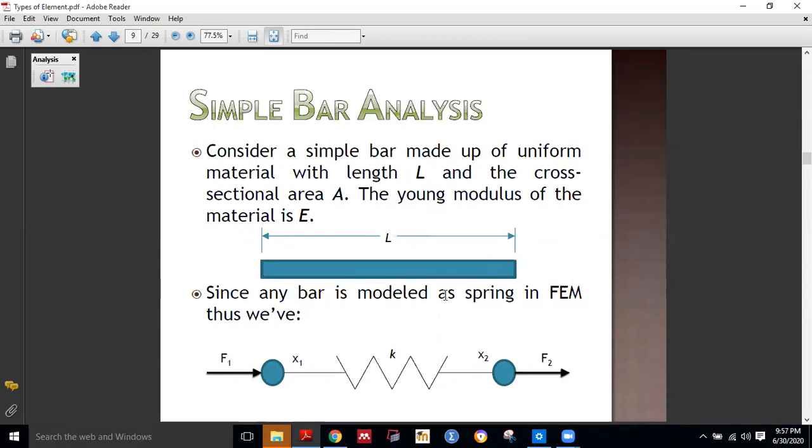Since any bar is modeled as a spring in FEA, we have F1, that is force applied to the spring, then X1, X2, and K. X1, X2 are the displacements. Actually, we are considering it in FEA. X1 and X2 are the displacements, F1 and F2 are the forces, and K is the stiffness of the spring. So we have to just analyze this simple one.